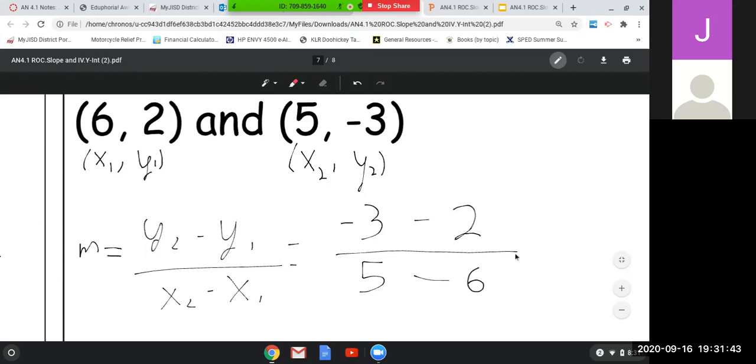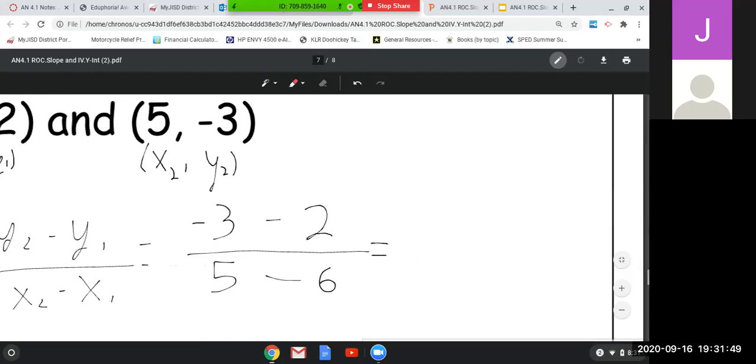All right, so let's do the arithmetic here. A negative 3 minus 2. They're both negative, so I combine them. A negative 3 and a negative 2. 3 plus 2 is 5. They're both negative, so it's going to be a negative 5 on the top. On the bottom, 5 minus 6.